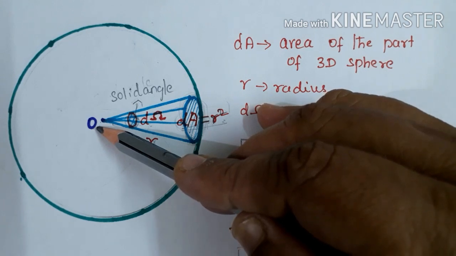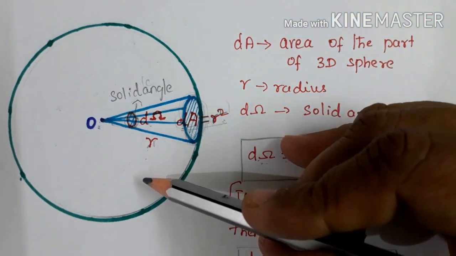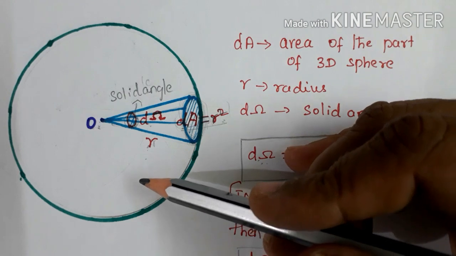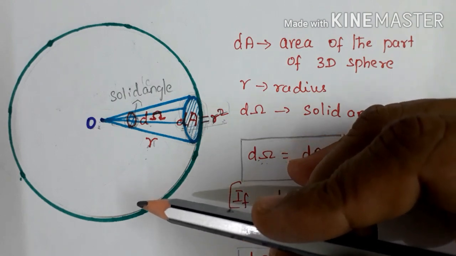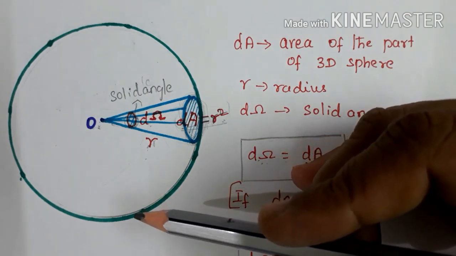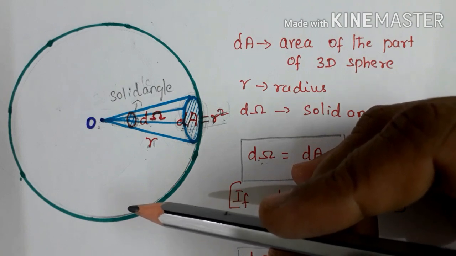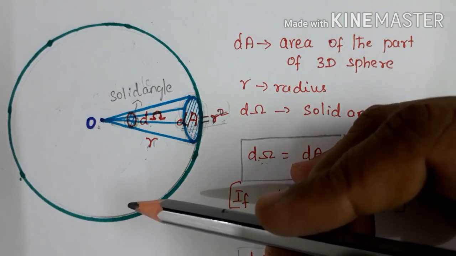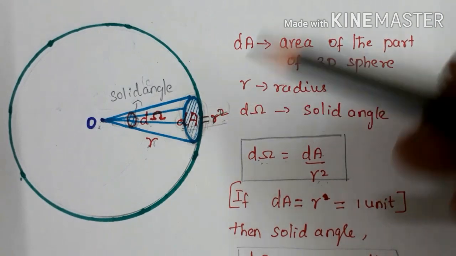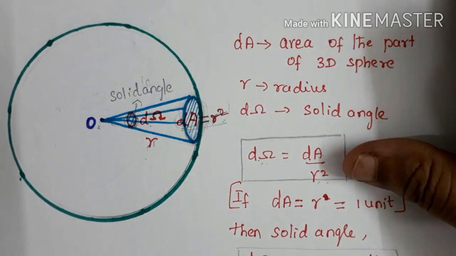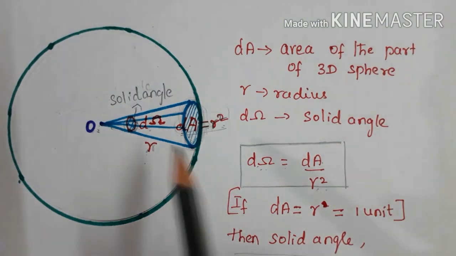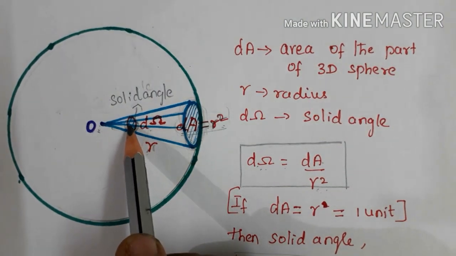You can also imagine that if you switch on a torch light, the light spreads in 3 dimensions. You know how the light from the torch spreads. It is also a 3-dimensional light. It will also produce a 3-dimensional angle. I hope you understood what is meant by solid angle, children.